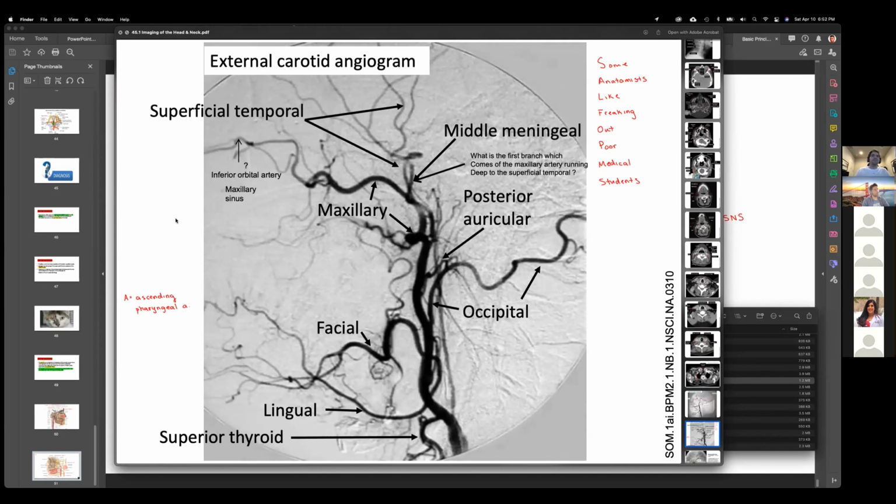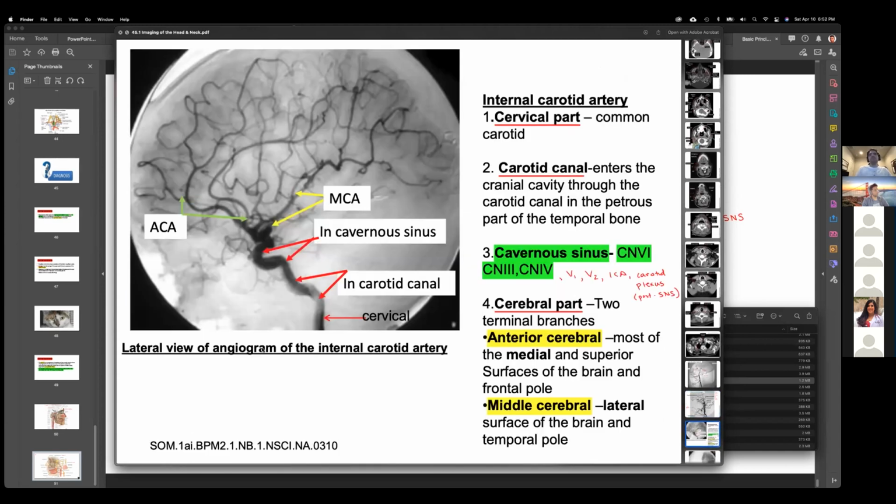So, yeah, you can work. The A is for ascending pharyngeal. I guess it's not labeled. I guess they don't go in order though, but these are the branches. Yeah, you know this by now.